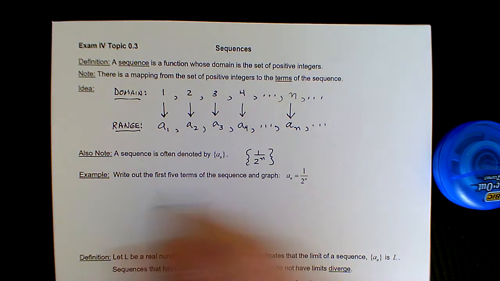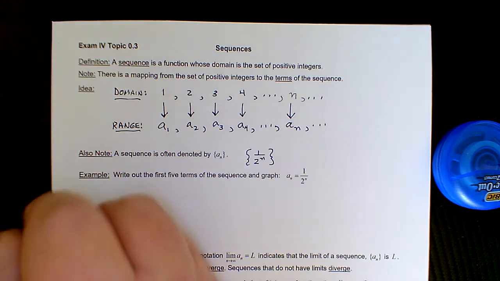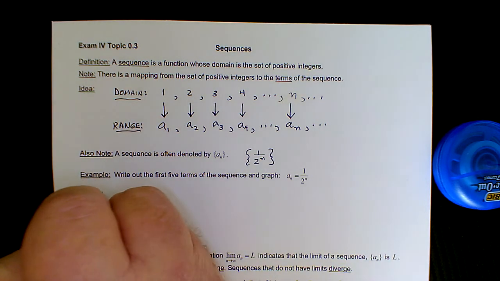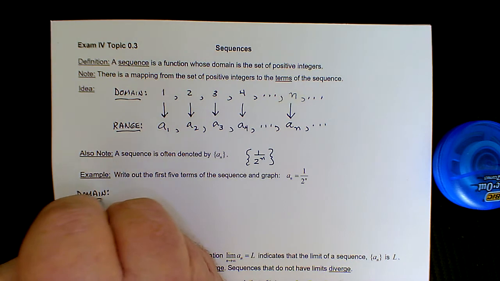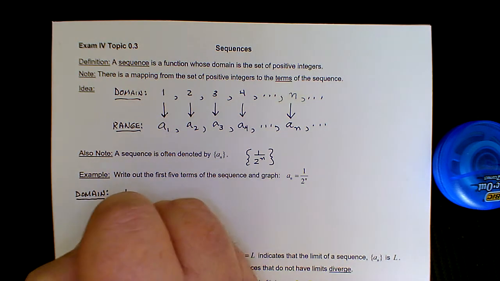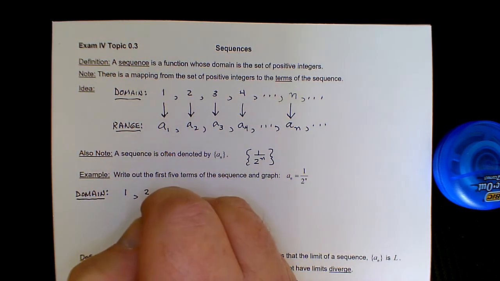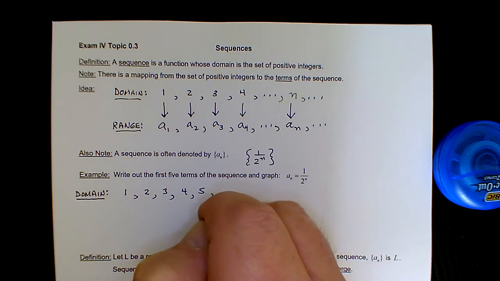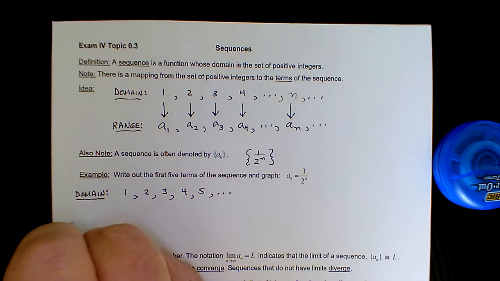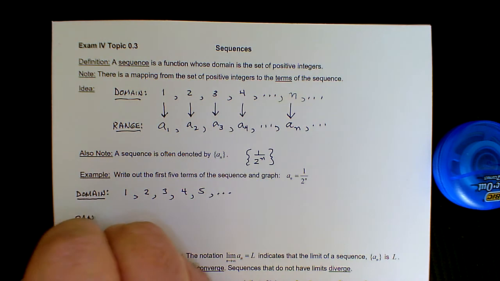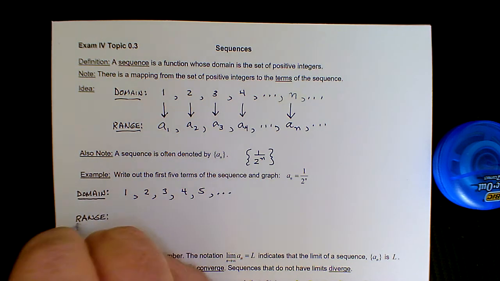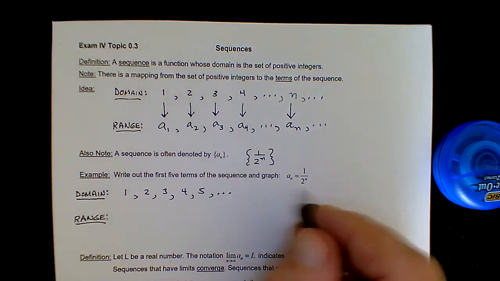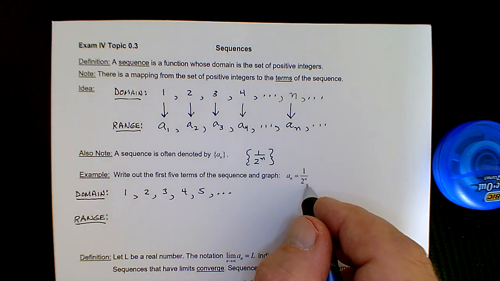So this is just saying write the first 5 terms of the sequence and make a graph. So the domain, don't make this harder than it is, because it is this simple. The domain is just 1 through 5 for this case, but we do know, of course, that it goes on forever. So the range, just plug these values in for n in the defining equation a sub n.